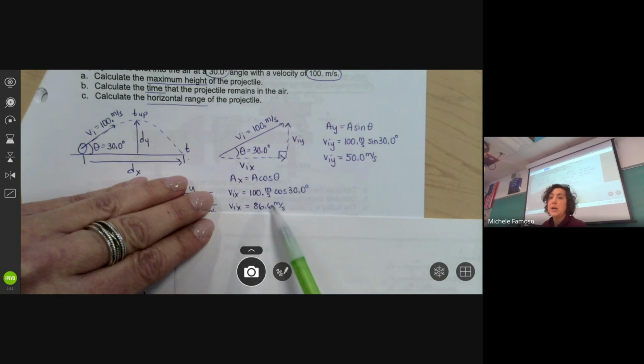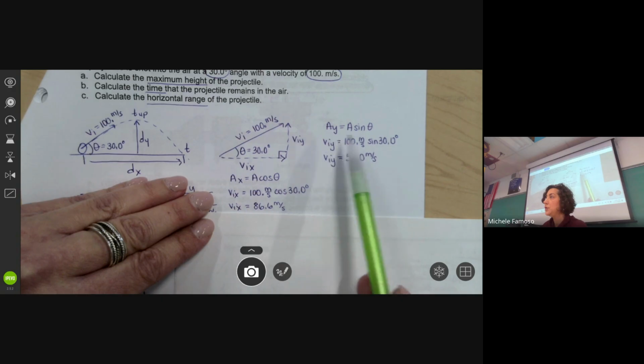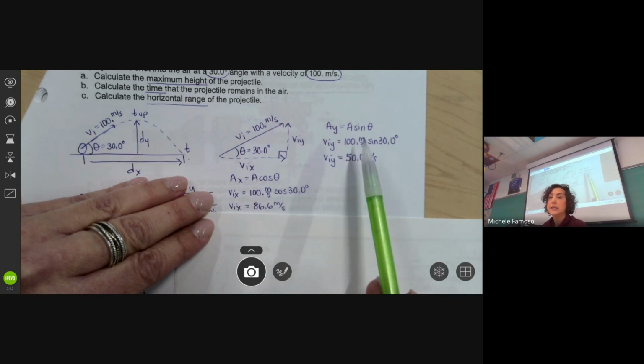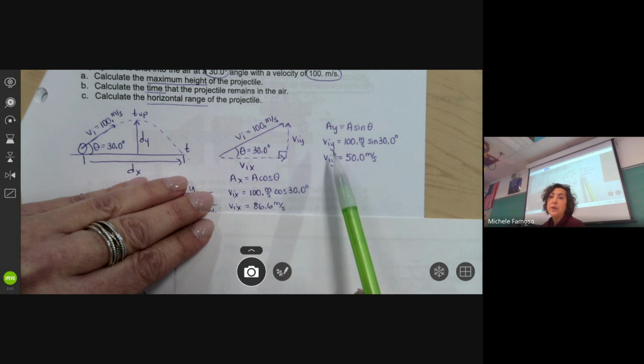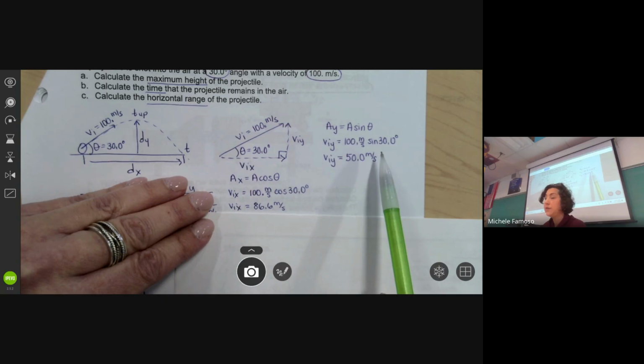Which means you should have done 100 meters per second times the cosine of 30.0 degrees to give you 86.6 meters per second for VI in the x direction. To get VI in the y direction, you should have used the equation AY is A sine of theta. So VIY is 100 meters per second times the sine of 30.0 degrees, giving you 50.0 meters per second with the 3 sig figs.